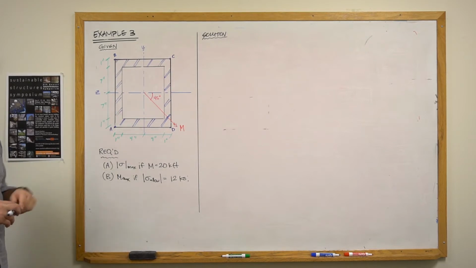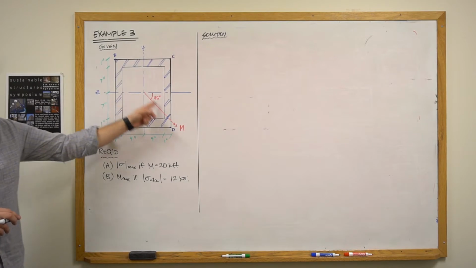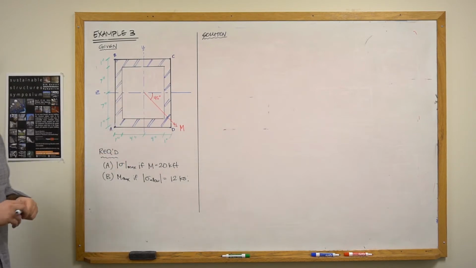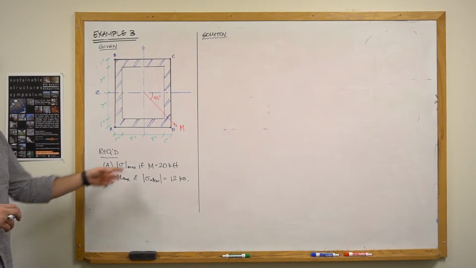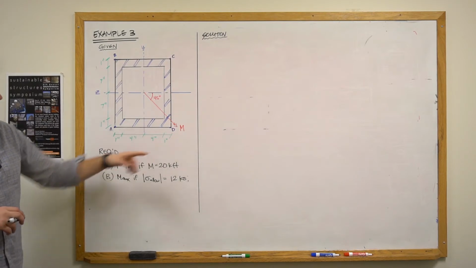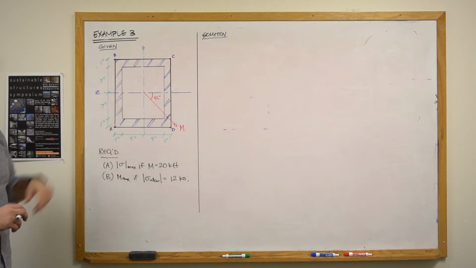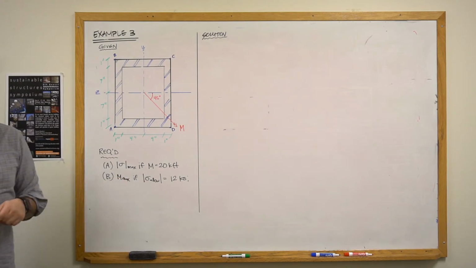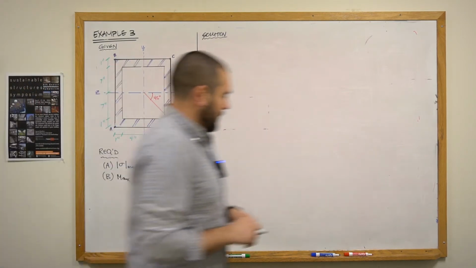And with that biaxial bending, this problem asks us first, if the magnitude of this overall moment is 20 kip feet, what is the maximum stress on the cross-section? And alternatively, what is the maximum magnitude of the moment if the max allowable stress is 12 ksi? So we'll go about that.